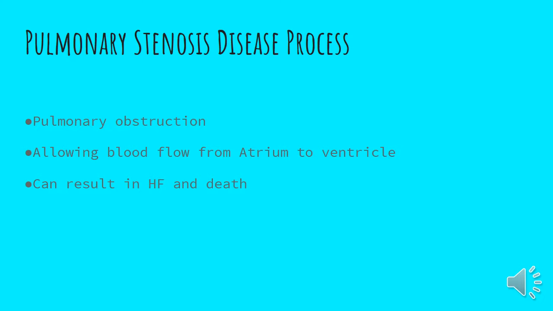Disease process for pulmonary stenosis. When the disease is critically severe, pulmonary artery obstruction elevates the right ventricular pressure severely, causing blood to regurgitate into the right atrium. The pressure in the right atrium rises, forcing the foramen ovale open, which allows the blood to flow from the right atrium to the right ventricle, eventually resulting in heart failure and death.